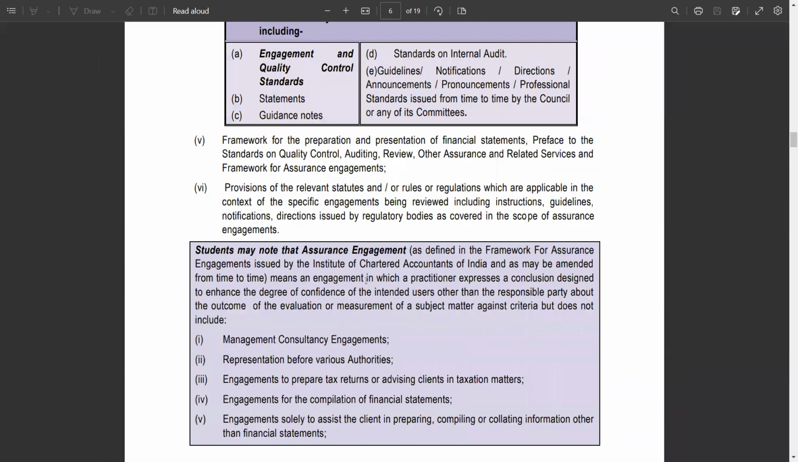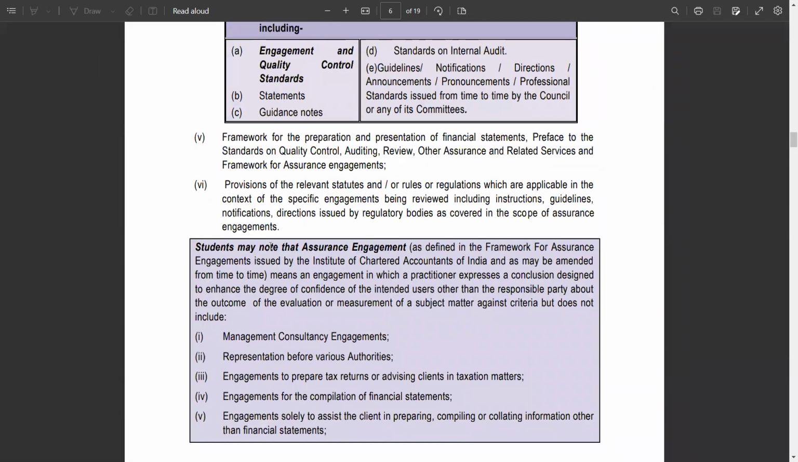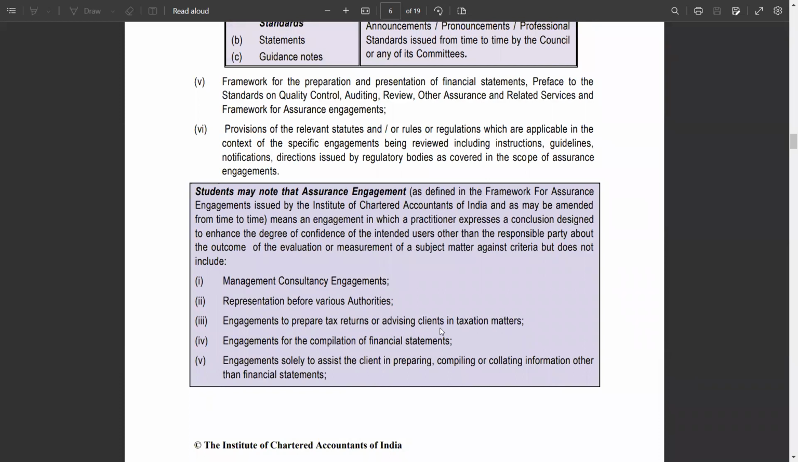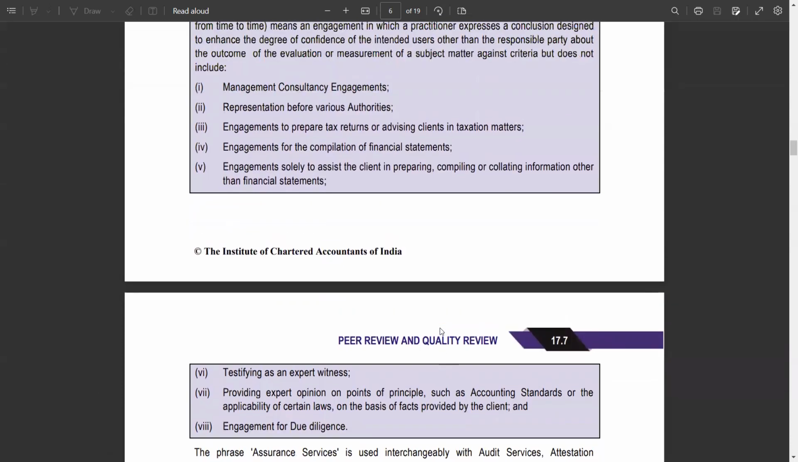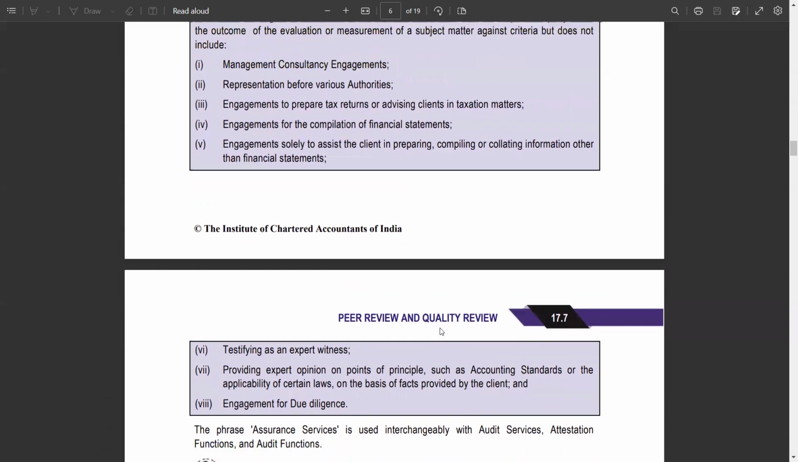Okay, another thing which can come into students' minds is what are assurance engagements, because this whole peer review is applicable for assurance engagements only. So what are assurance engagements? Instead of covering what are assurance engagements, the Institute covers what are not assurance engagements. So I have categorized it into parts. First part relates to tax representations, second part relates to financial statements, third part relates to experts, and last is any other services rendered or functions performed by the practitioner.